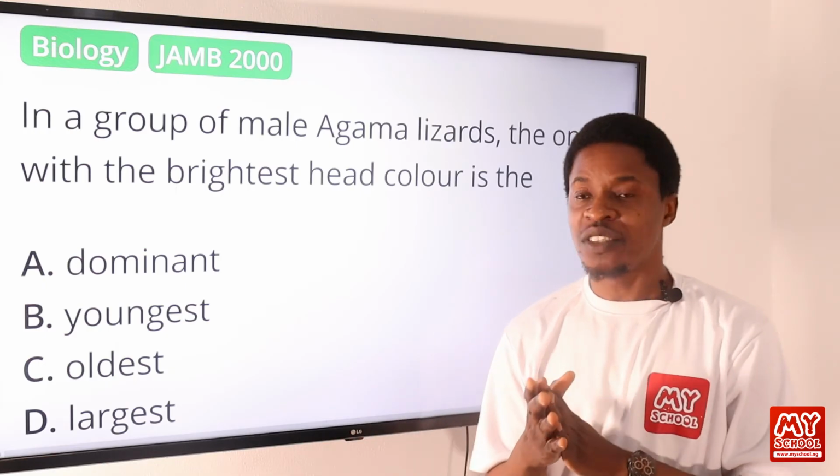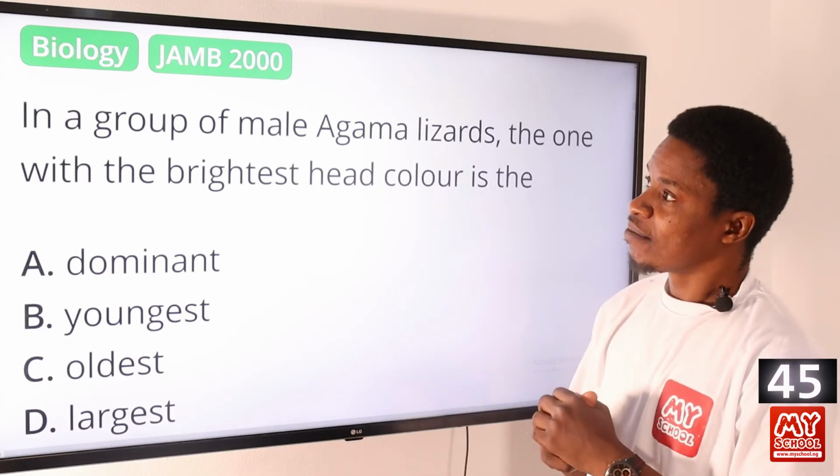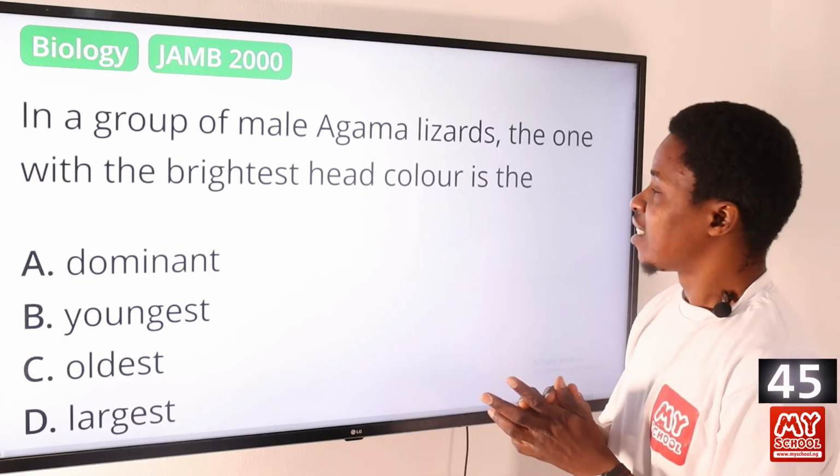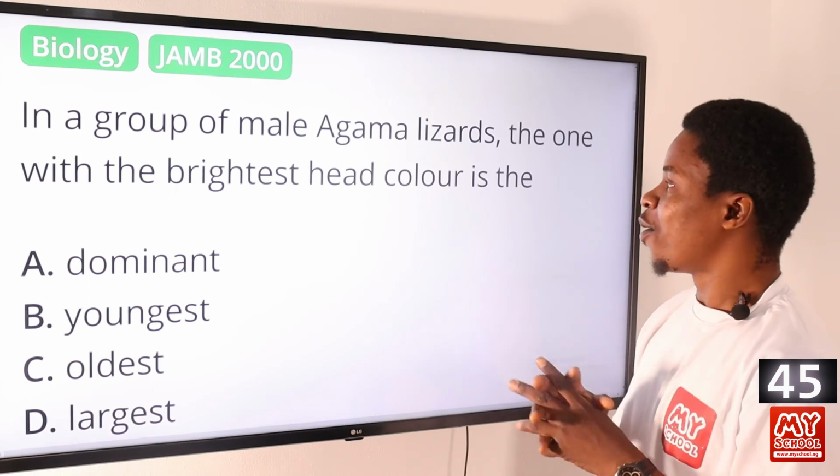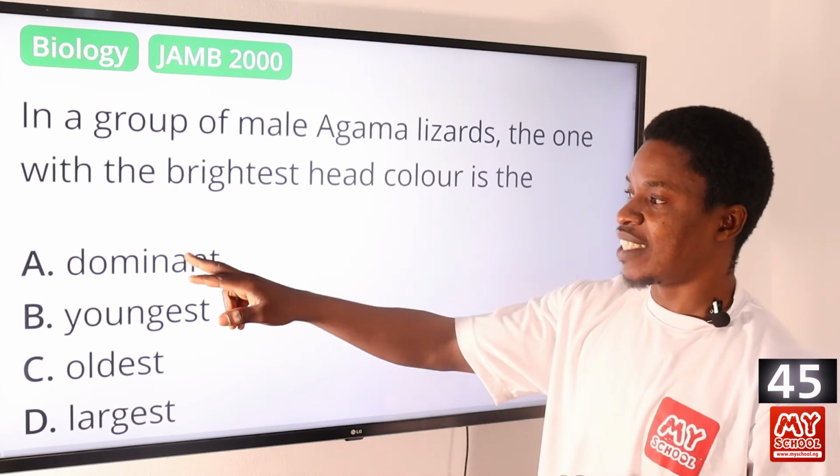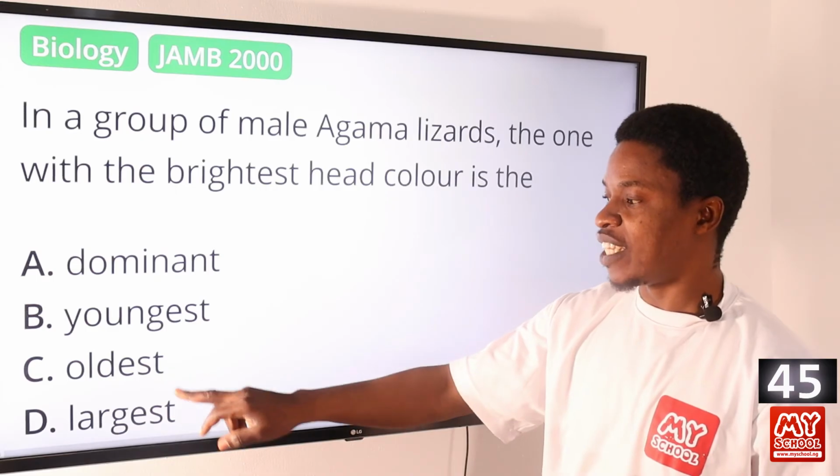Now let's move on to question number 45. In a group of male Agama lizards, the one with the brightest head color is the what? Is it the dominant? Is it the youngest? Is it the oldest? Is it the largest?